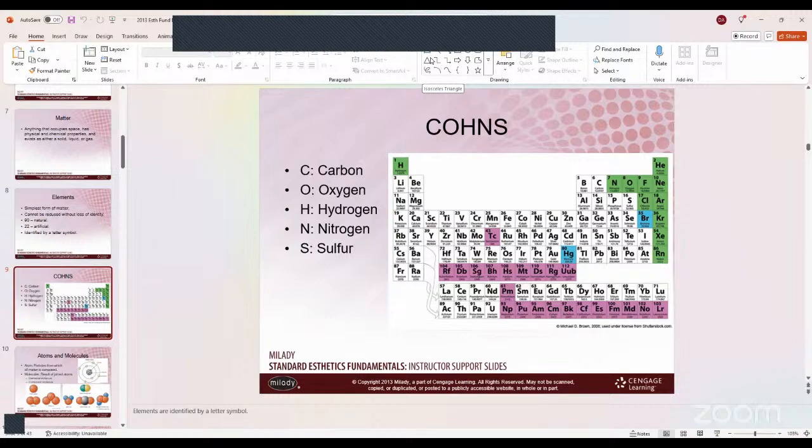it's also rebuilding something that the hair is missing. And so these elements here, I want you to always remember CHONS. CHONS are carbon, oxygen, hydrogen, nitrogen, sulfur. So it goes down on the nerdy side of what the skin is made up of.